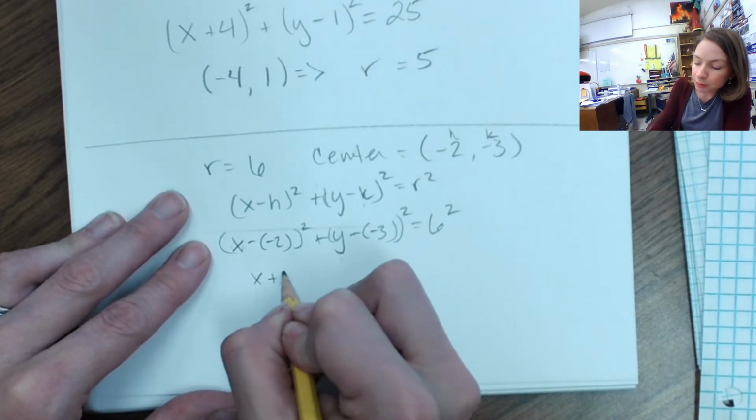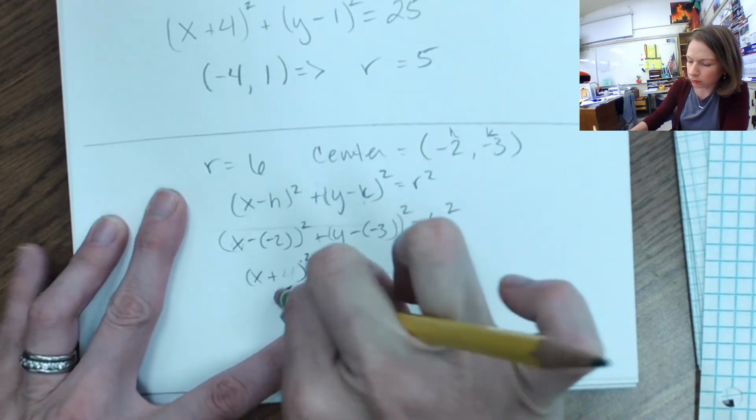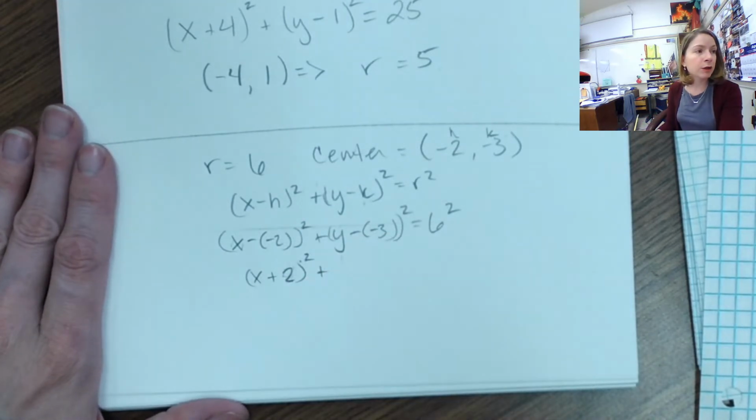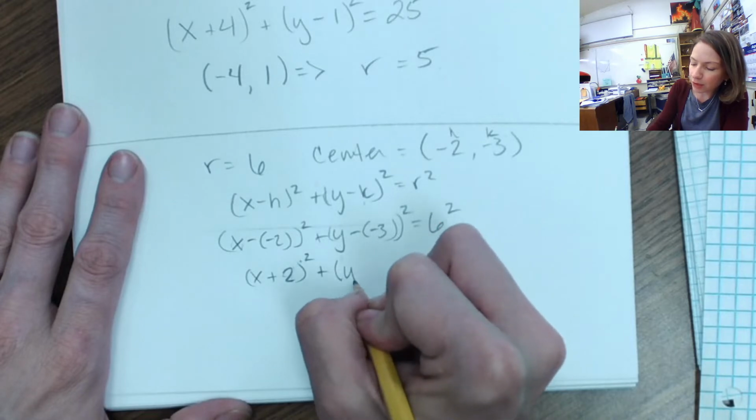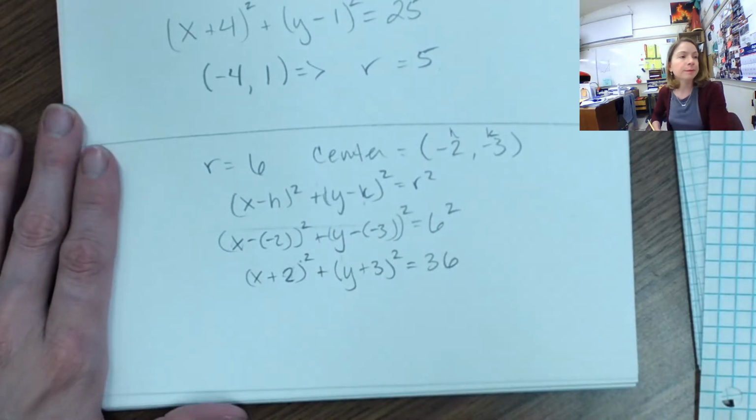So I've got x plus 4 squared. No, not 4. Why did I get a 4? That was weird. X plus 2 squared. And then I've got y plus 3 squared is equal to 36.